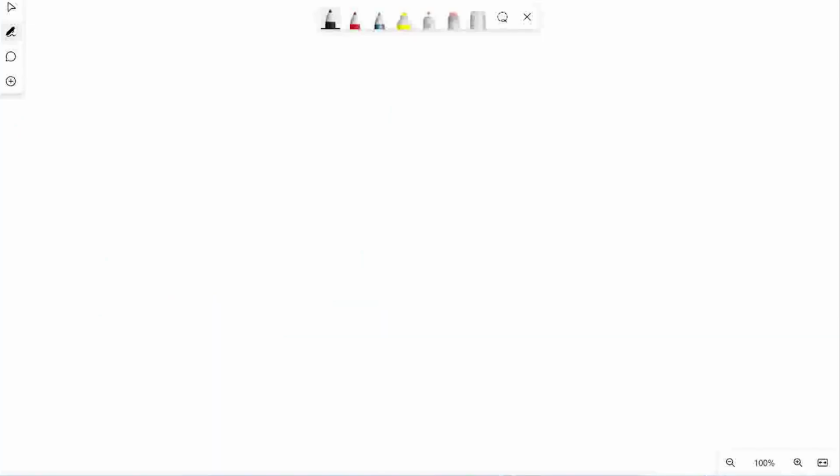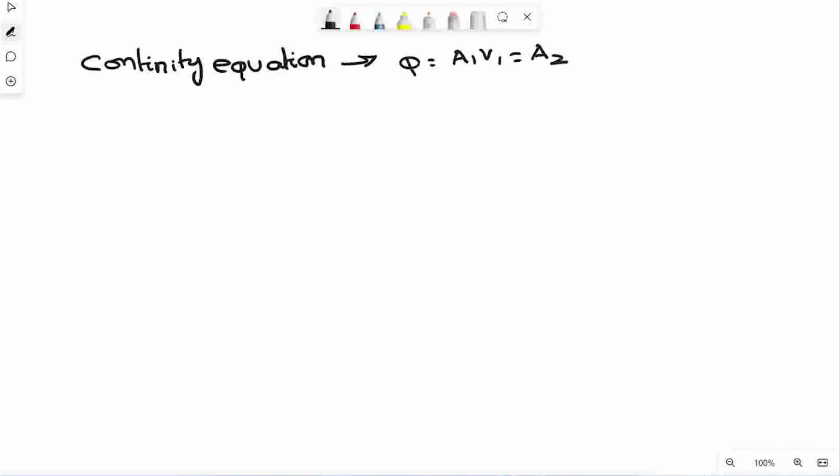So once again, in fluid kinematics, we have learned one equation called the continuity equation. This is one of the basic principles of fluid mechanics, which we generally use in the form Q is equal to A1 V1 is equal to A2 V2. So the relationship between discharge, velocities and areas we have established using this equation.